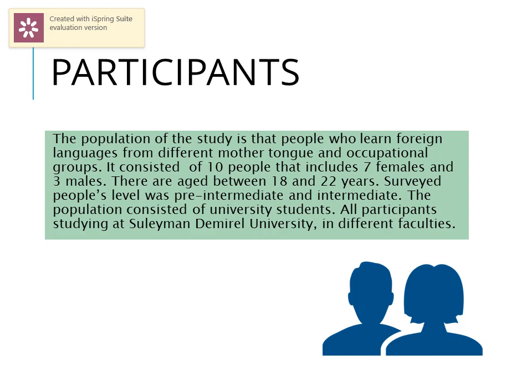And the population of the study is university students. The surveyed people's level was pre-intermediate and intermediate, a total of 10 people, and they are aged between 18 and 22.